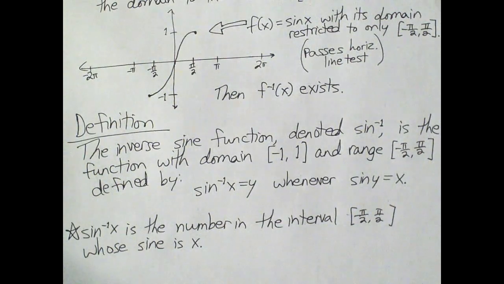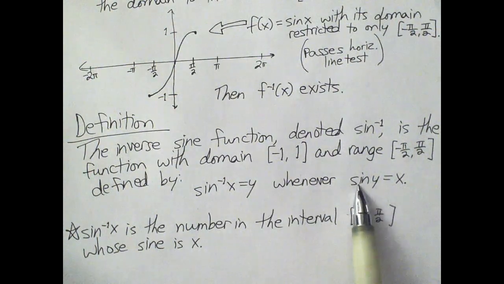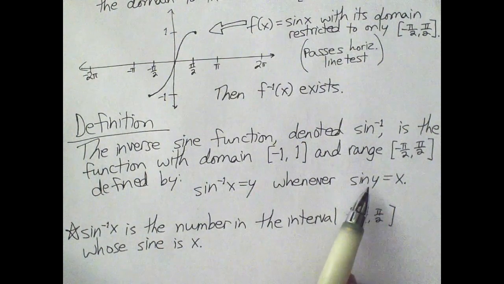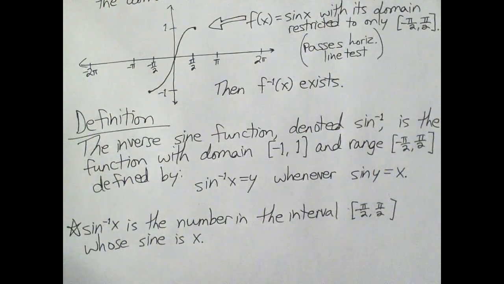I'll show you some little examples of this being used. We're saying inverse sine of x equals y whenever sine of y equals x. This might look a little weird to you because sine of y is usually not something that we say. We usually just talk about sine of x, right? But we are purposely switching x and y here because when you talk about inverse functions, the x's and y's kind of get swapped.